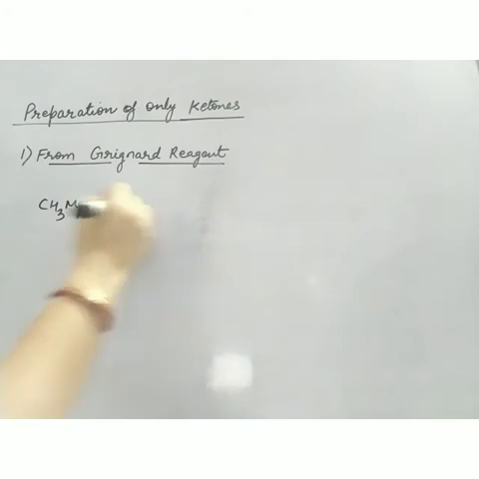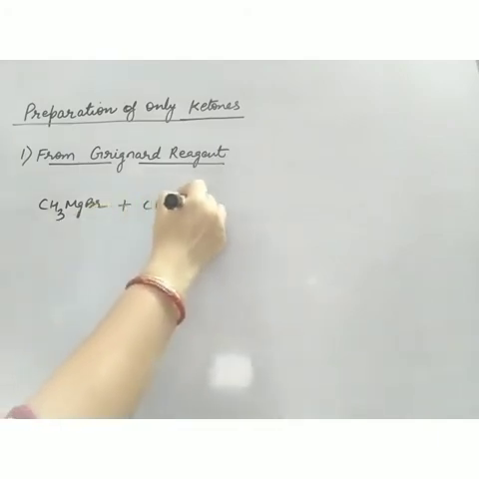Along with this Grignard reagent, I require a nitrile compound, but not HCN. So it can be CH3CN, it can be CH3CH2CN, depending on which ketone you want to prepare. Clear? So it is like this.